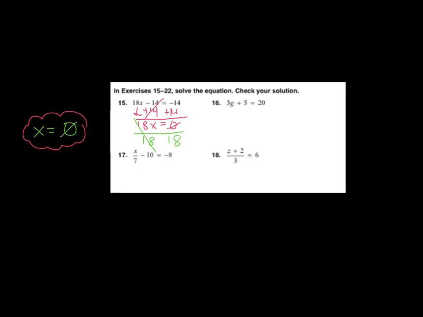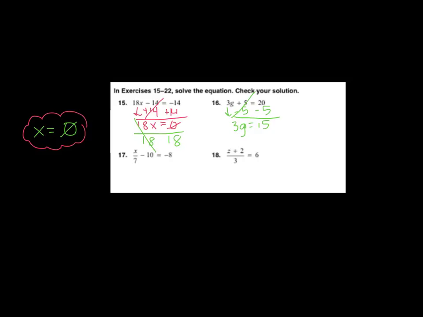Okay, let's look at number 16. So for number 16, notice we have 3g plus 5 on this side. We need to get everything moved to the other side away from g, because we're trying to isolate that. So the opposite of adding 5 would be to subtract 5 from both sides. So positive and negative 5 make 0, and I bring down my 3g. 20 minus 5 is 15.